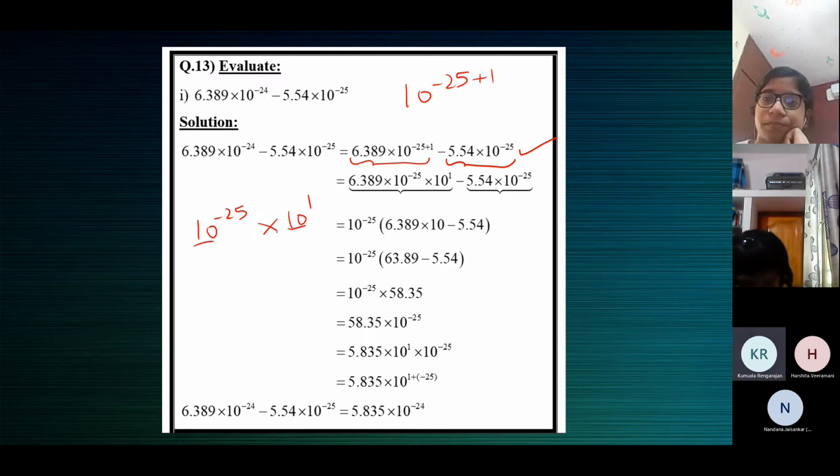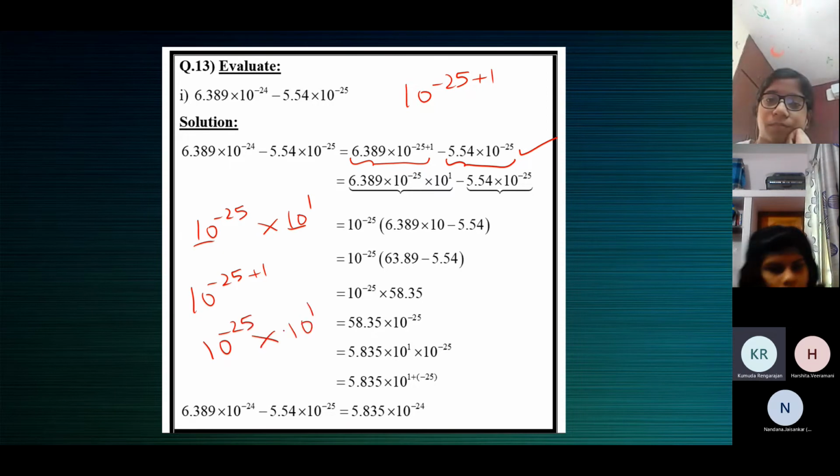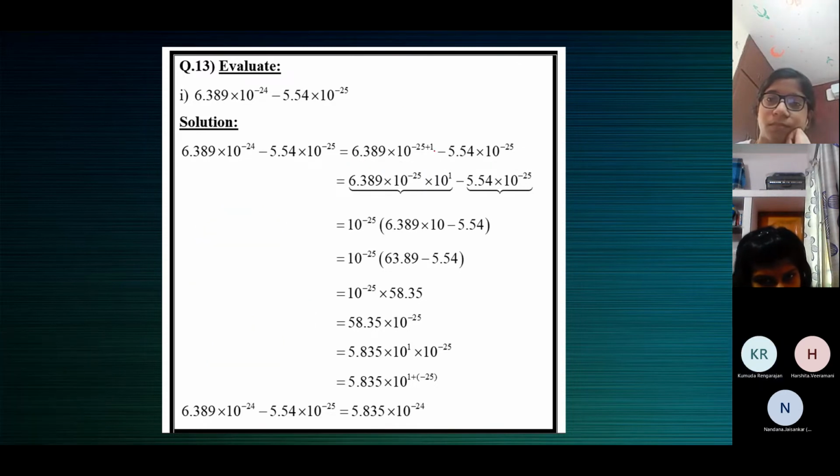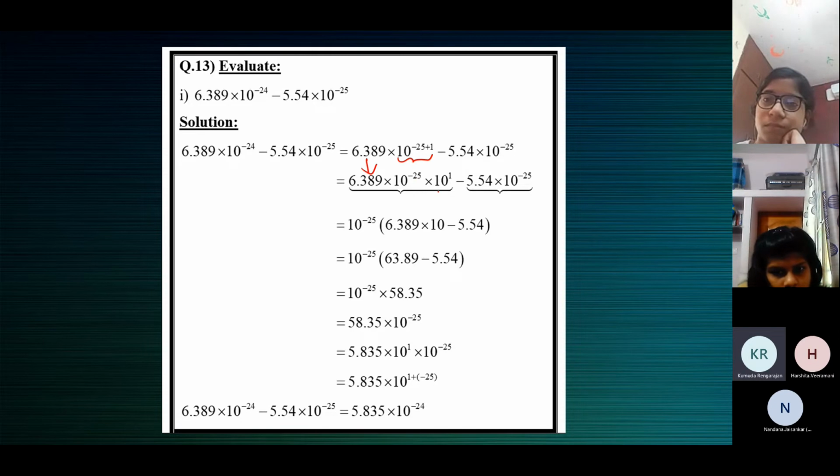Because when bases are same and it's multiplication, we add the powers. You can write 10 to the power minus 25 plus 1, split it and write it as 10 to the power minus 25 into 10 to the power 1. Why? Because bases are same, 10, 10, multiplication, we add the powers, minus 25 plus 1. That's the next step. We write this as 10 to the power minus 25 into 10 to the power 1, and this one as it is.